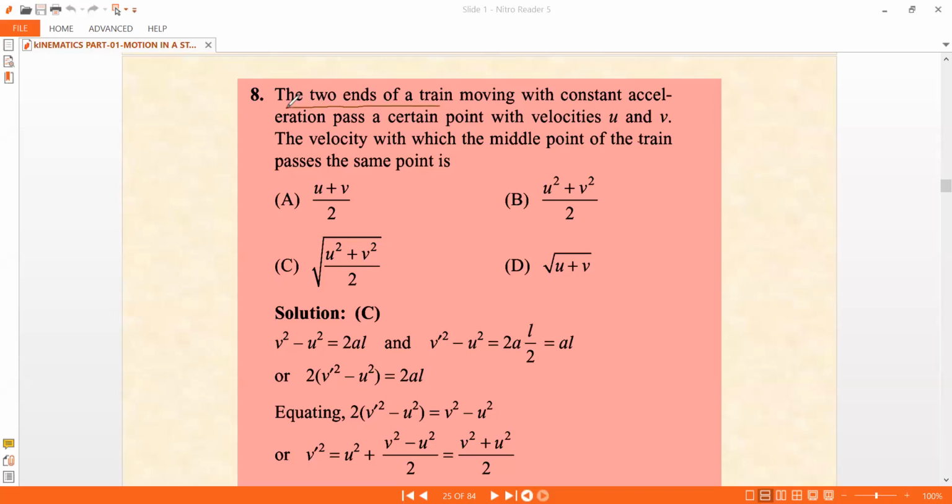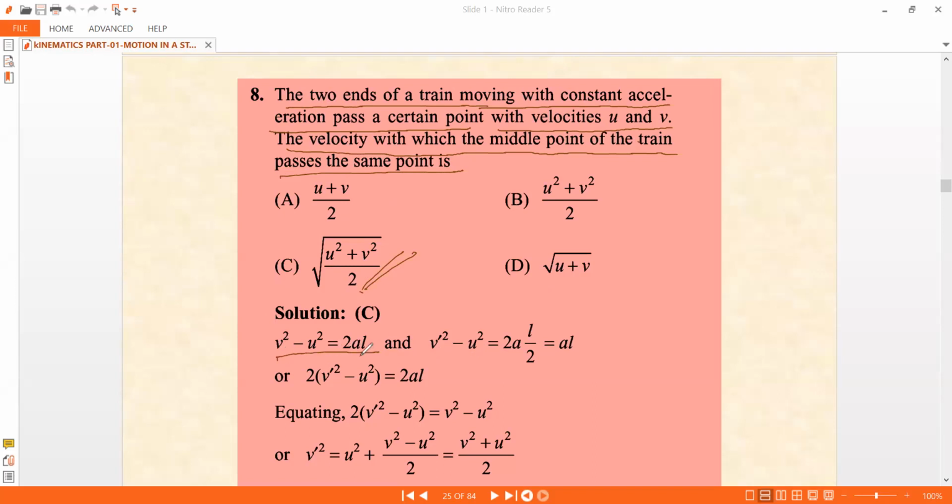Two ends of a train moving with constant acceleration pass a certain point with velocities u and v. The velocity with which the middle point of the train passes the same point is given by the square root of (u square plus v square) by 2. We just solved this. So that is the idea. This is the derivation here once again.